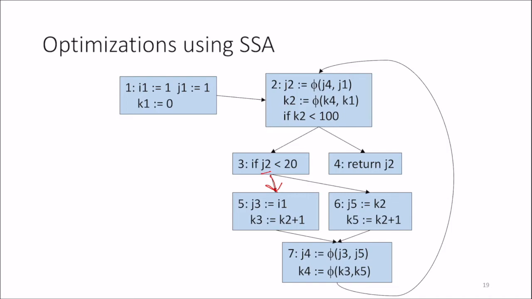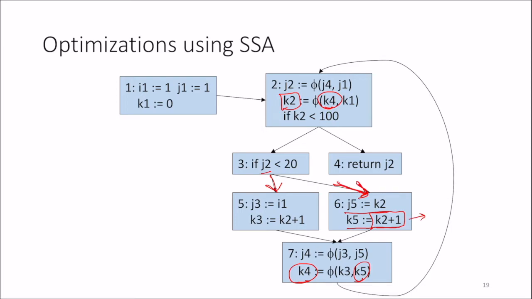On the other hand, if I go into this branch, J5 will be equal to K2, and then the value of K2 gets added by 1 to K5. And at this point, K5 gets assigned to K4, and then I take K4 and assign it to K2. What happens here is K2 gets incremented by 1 again.